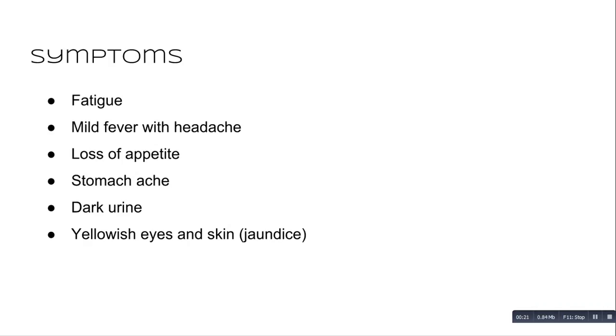Coming to the symptoms, there are various symptoms like feeling very tired, mild fever with headache, loss of appetite, feeling sick to your stomach or vomiting, stomachache, dark urine, jaundice. Jaundice usually appears only after other symptoms have started to go away. Symptoms appear about 3 months after the contact with the virus.